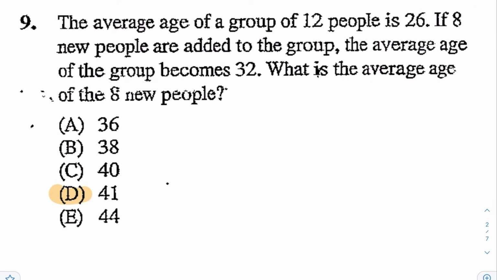For question number 9, the average age of a group of 12 people is 26. If 8 new people are added to the group, then the average age of the group becomes 32. What's the average age of these 8 new people? So here the keyword is average, and average means that it's a total divided by the number of data. So we have to use this average formula several times. So let's find the original average of the 12 people, that's equal to the total of these 12 people divided by 12, and that's equal to 26.